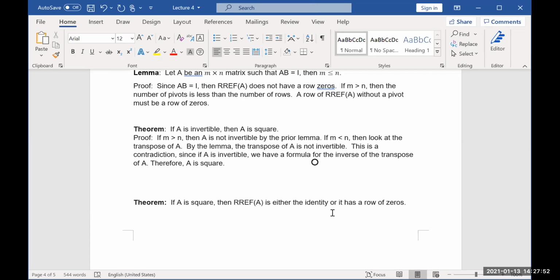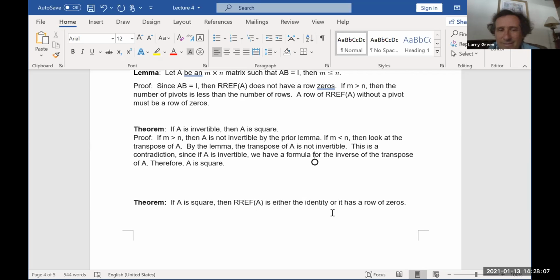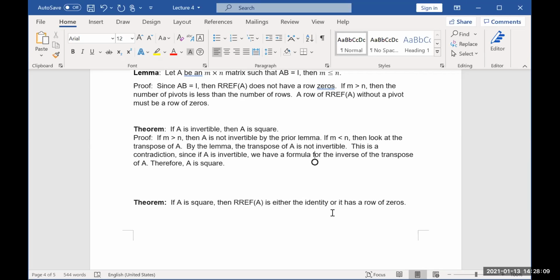Because if it's a square, then the RREF basically means that there's going to be a pivot in every row with zeros above and below it. And if it's a square, then that means it will be the identity because every row will have a pivot in it, and they'll be moving in a diagonal pattern. It could have a pivot.